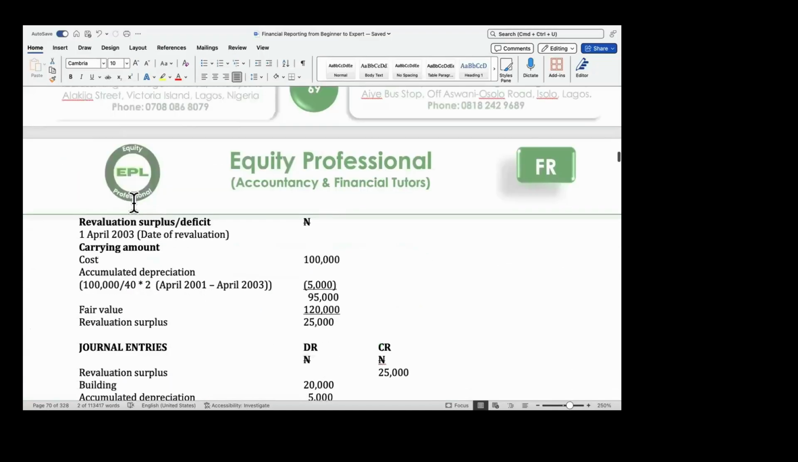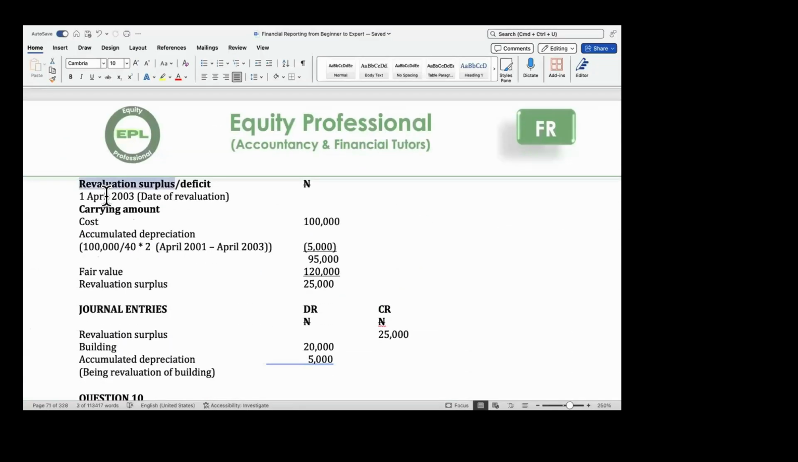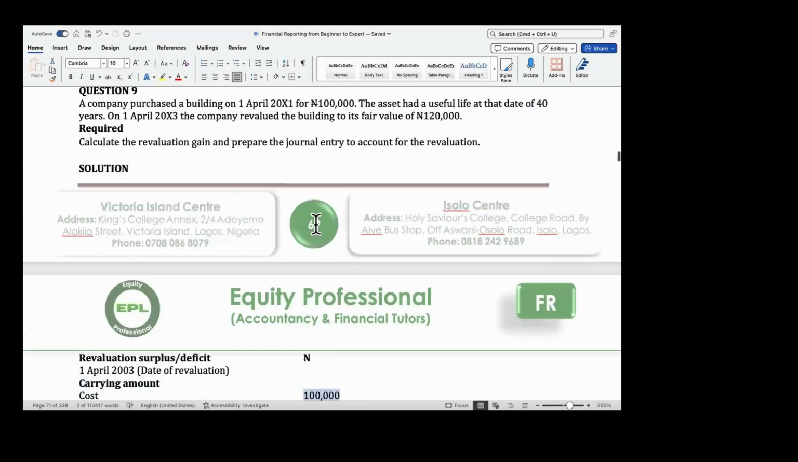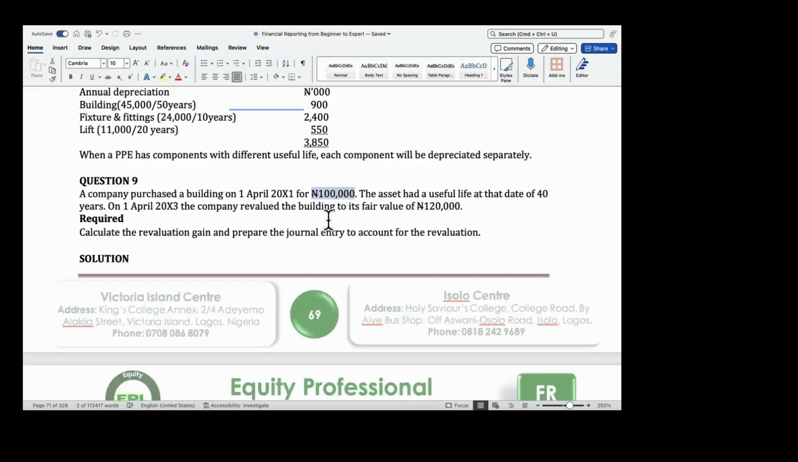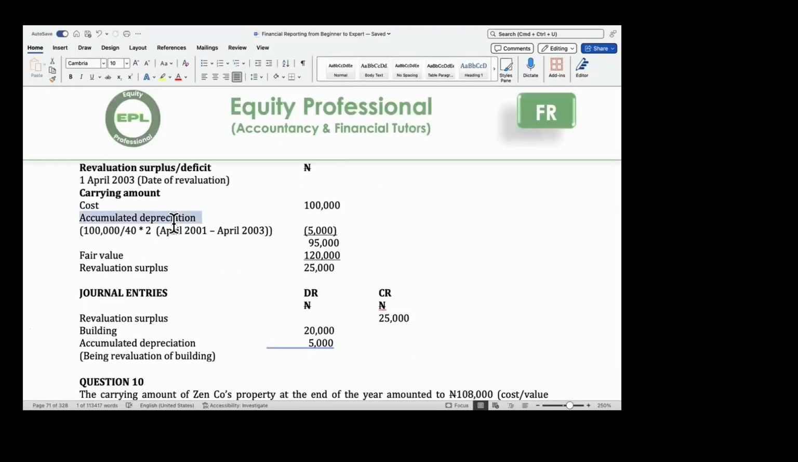So I'm going to calculate my revaluation gain on 1st of April 2003 by comparing the carrying amount of these assets, which is calculated as the cost of 100,000 minus accumulated depreciation, which is depreciation from the date of acquisition to the date of revaluation. The date of acquisition in 2001 was when we bought the assets. The date of revaluation is April 2003. So that's how many years? 2 years.